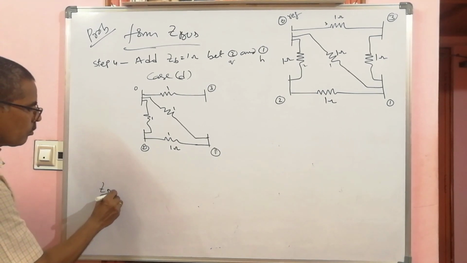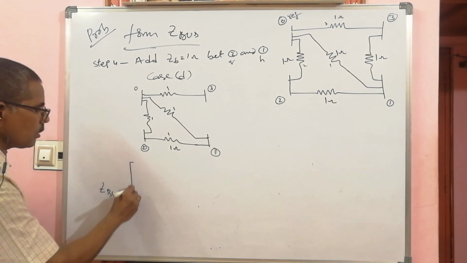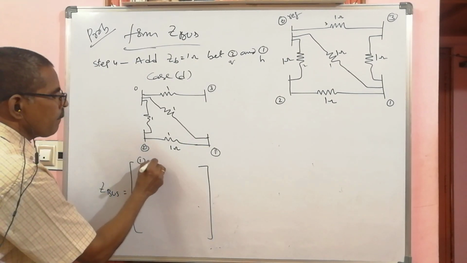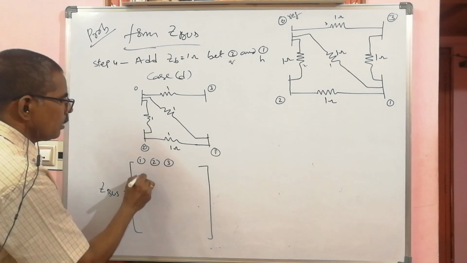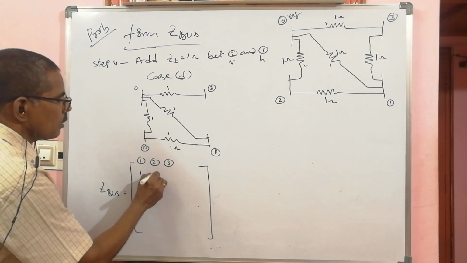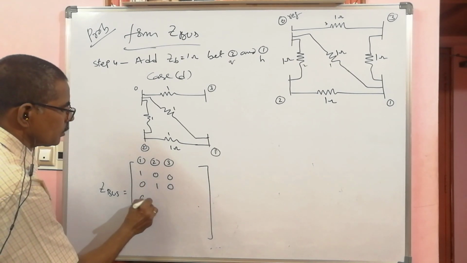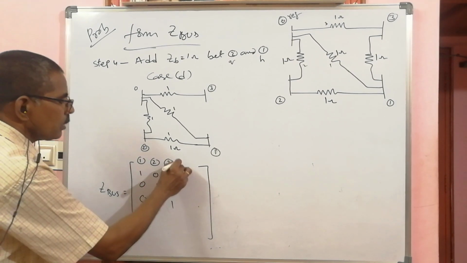So Z bus new is, what is Z bus old? 1, 2, 3. It is 1, 0, 0, 0, 1, 0, 0, 0, 1. Am I right?